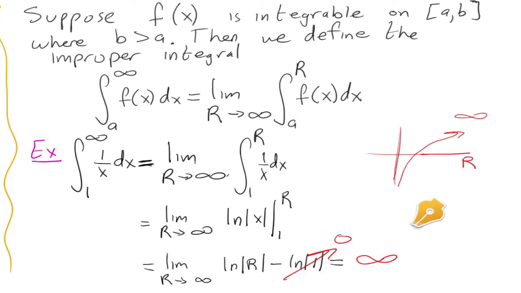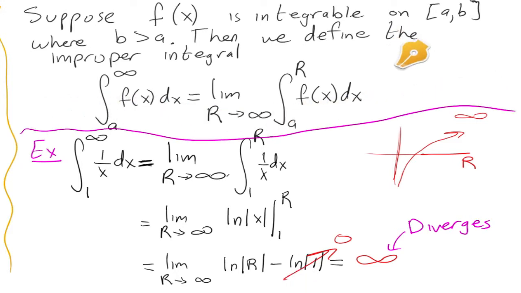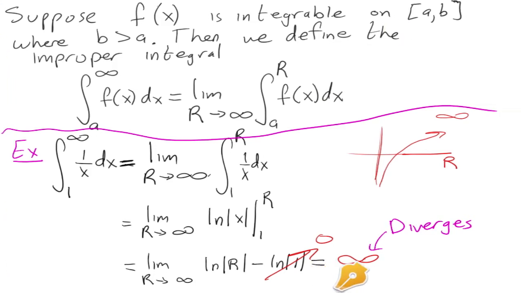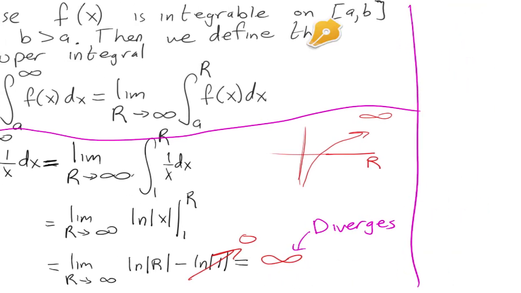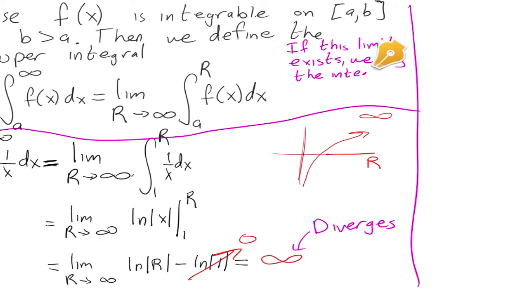Okay, so what we say here is that when it goes to infinity, we say that the improper integral diverges. So right here we should actually add that in. I forgot to put that in. So if this limit exists, we say the integral converges.